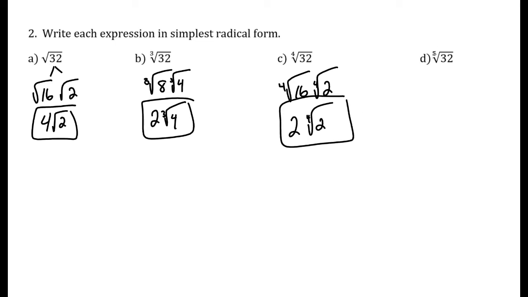And finally, the fifth root of 32. Well, what times itself 5 times gives me 32? What's the biggest perfect fifth that's a factor of that? Well, what's 2 times 2 times 2 times 2 times 2? Well, that's 16 times 2 is 32, so this is just equivalent to 2.